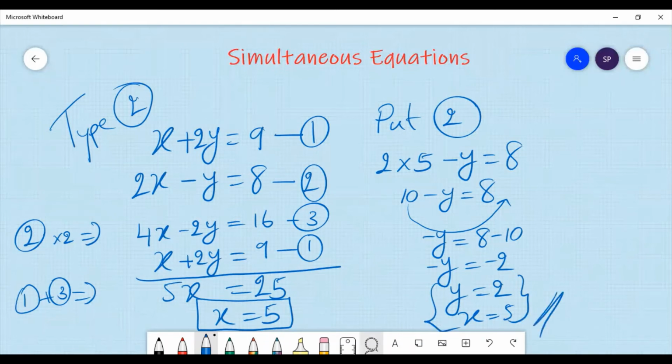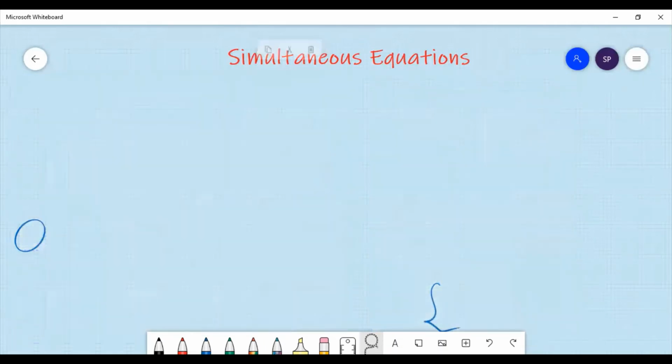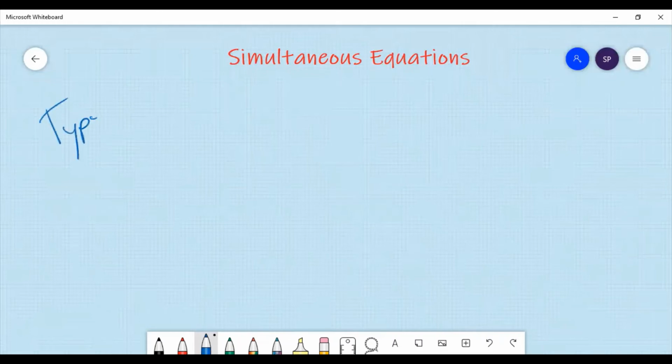So far, you have done type 1 and type 2 simultaneous equations. Then we're going to look at the third type. So within simultaneous equations, as you can see, there are different types. So it's better to understand the different types so that you can answer those questions correctly using the correct method. So in the third type, we're going to have type 3 equations.